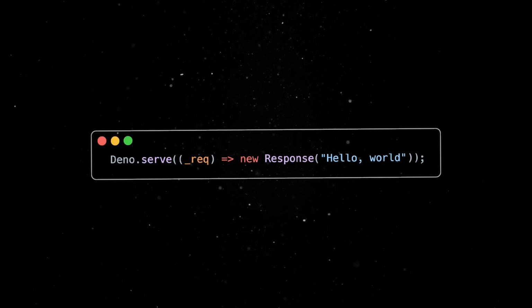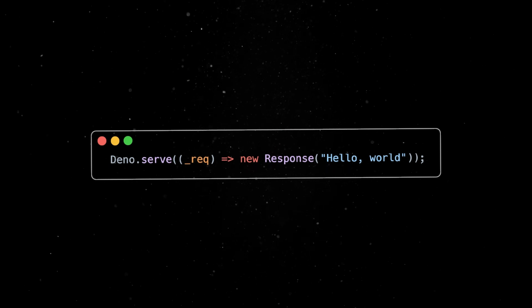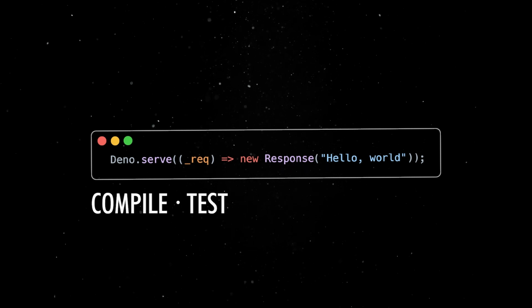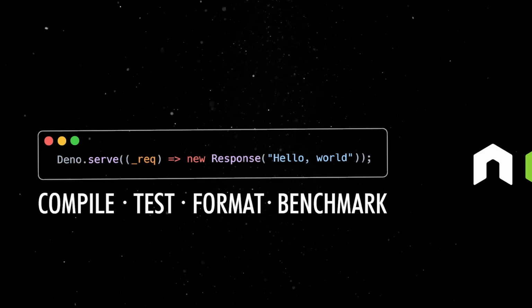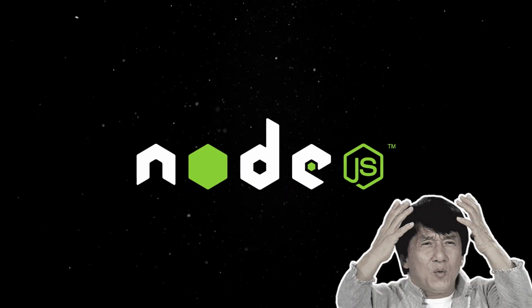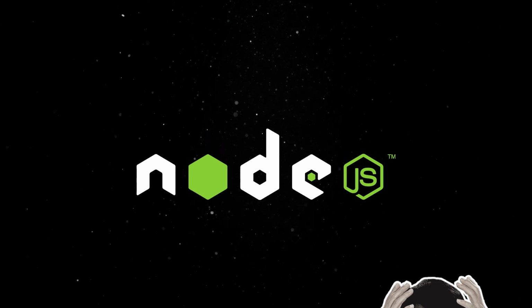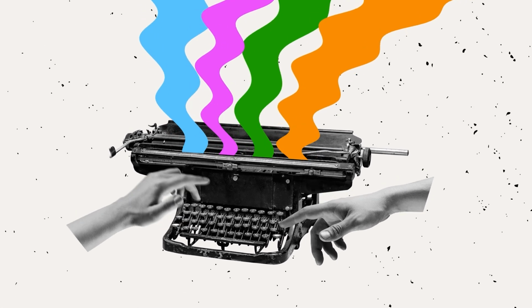And, of course, all this is complemented by powerful built-in tools that simplify the way you can compile, test, format, or benchmark your code. Compare this with Node, where you have to spend time evaluating and pulling together your own toolchain. With Deno, you can get started programming immediately.